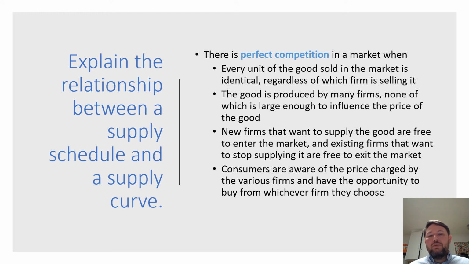Secondly, the good is produced by many firms, none of which is large enough to influence the price of the good. So in a monopoly, a single firm provides the good or service, and they can influence the price outside of these market factors, both demand and supply. But in perfect competition, there is no firm large enough to influence the price. And so we're talking about identical products, a whole bunch of very small firms, small enough that they don't influence the price.